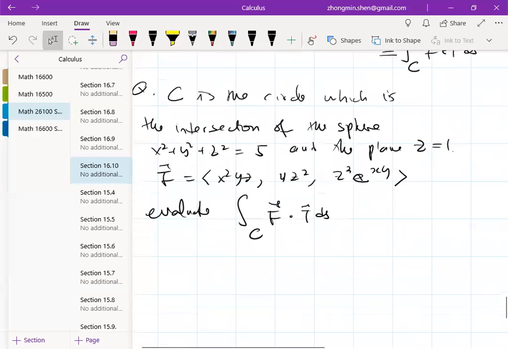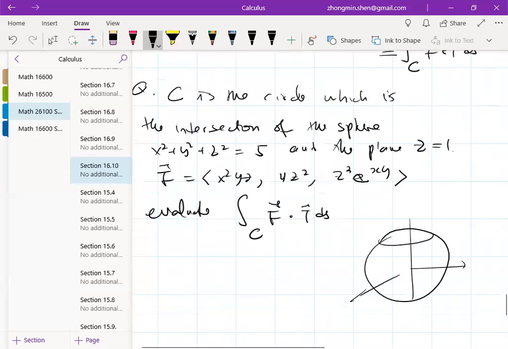Of course, C is oriented. I have to mention the orientation. So this is a picture of the sphere. I'm talking about this curve. It's oriented in that direction. That's C. Right. So this is z equals 1.